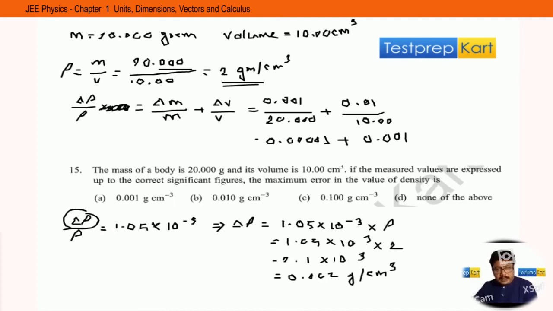So we are not getting this answer. Actually we get the value 2.1 into 10 to the power negative 3, but the answer pattern is something different. So this is not the answer, this is not the answer. The answer should be none of the above. I hope it is very clear to all of you. This particular section is very, very important: how am I solving the problem.